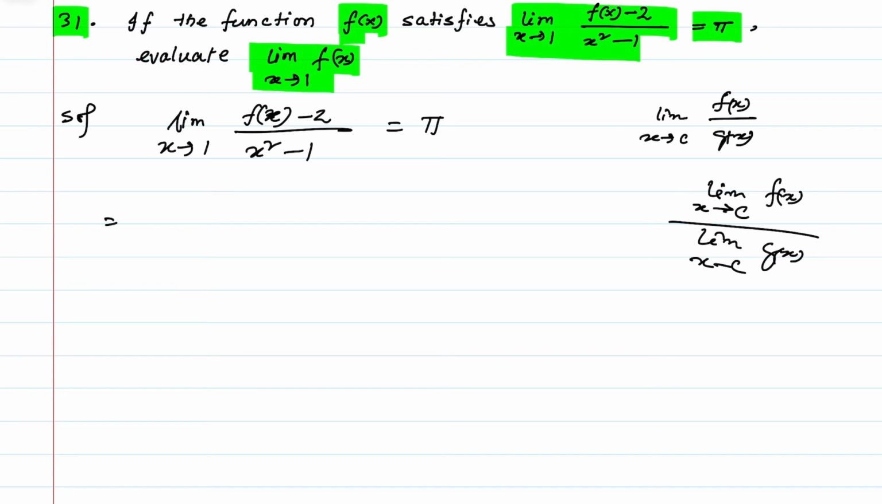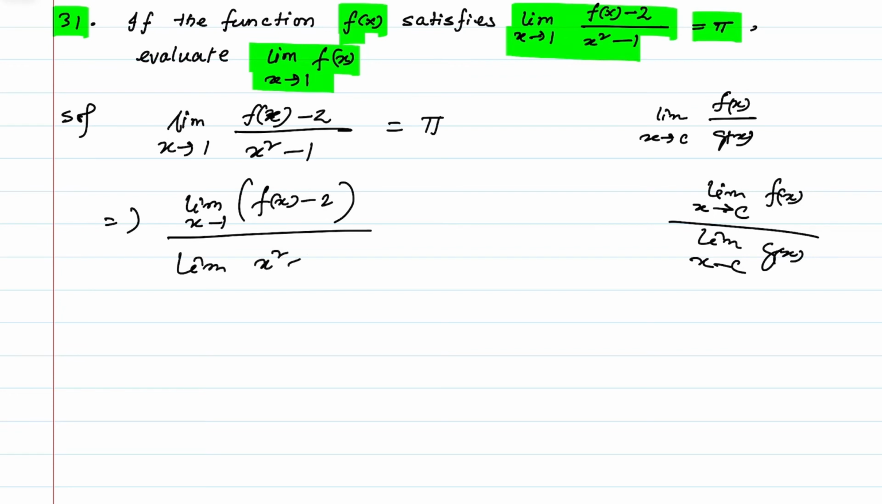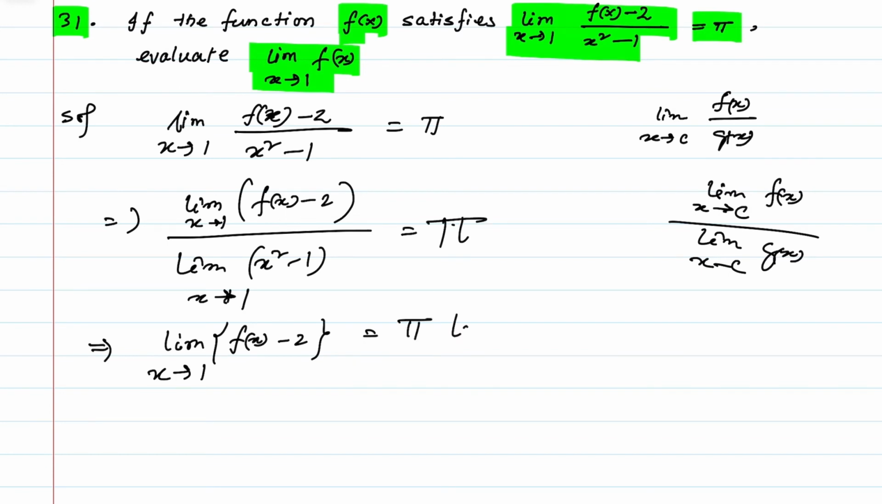So here also we can apply this same method. Here limit x tends to 1, limit of f of x minus 2 by limit of x square minus 1 as x tends to 1, and here it will be pi. So after cross multiplication, here we will get limit of f of x minus 2 as x tends to 1 is equal to pi into limit x square minus 1, x tends to 1.